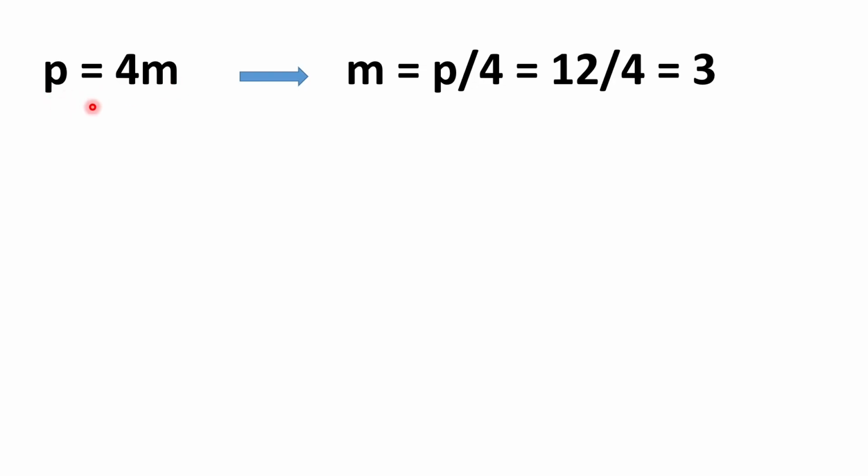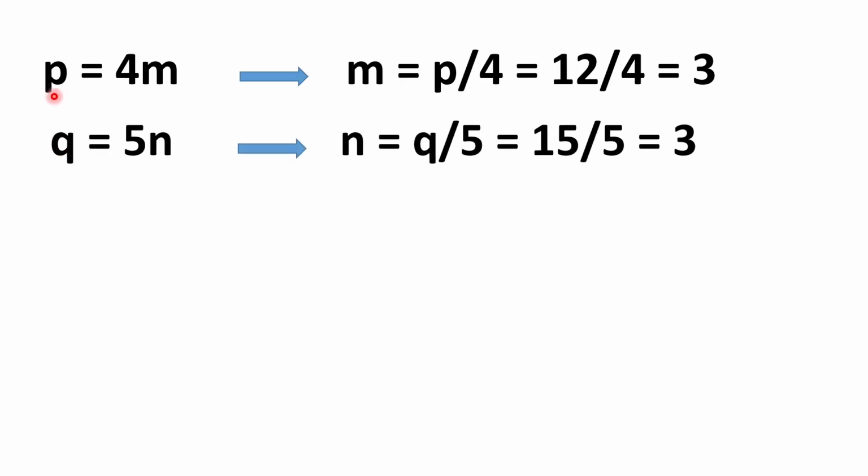So this was our supposition P equal to 4M, which will become M equal to P divided by 4 if we divide by 4 on both sides of the equation. So M equal to P divided by 4. And now we will put the value of P, which is equal to 12. So finally we have M equal to 3.